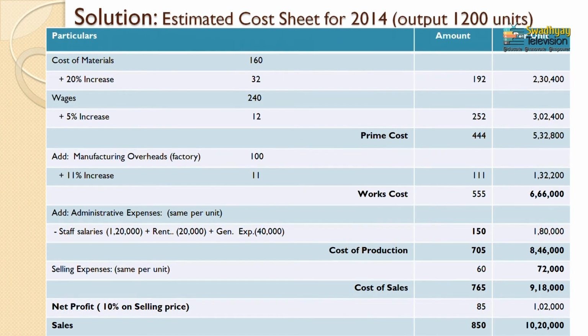The staff salary was 1,20,000, rent was 20,000, general expenses rupees 40,000. The total amount is 1,80,000 rupees. Whatever expenses were incurred in the year 2013, the same expenditures are incurred in 2014 also. So, we are writing 1,80,000 rupees in the amount column. Now, what would be the change? It would affect the per unit cost.